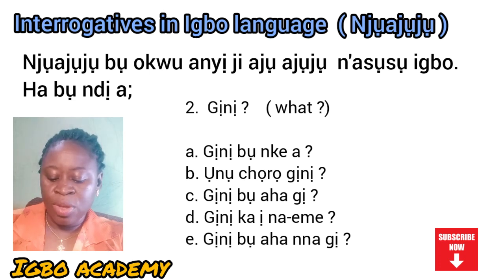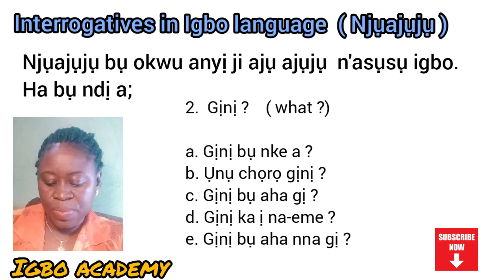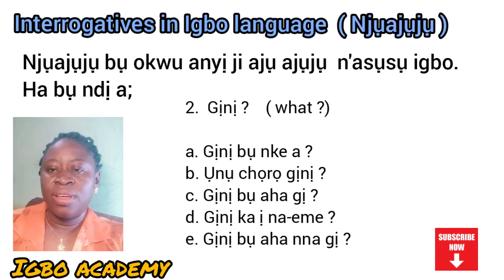Number four example on gịnị. Gịnị ka ị na-eme. What are you doing? The fifth example, gịnị bụ aha nna gị.